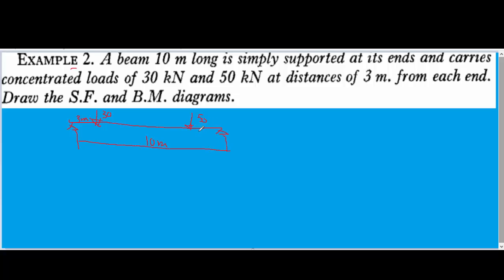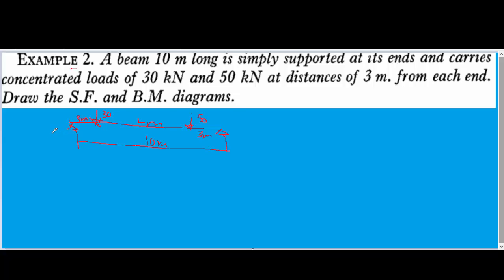The same distance here is what? 3 meters. So 3 plus 3 will give us 6. So definitely here will be 4 meters, which is the remaining span of the beam, so 3 plus 4 is 7, plus 3 will give us 10. So we are through with the interpretation of the question.